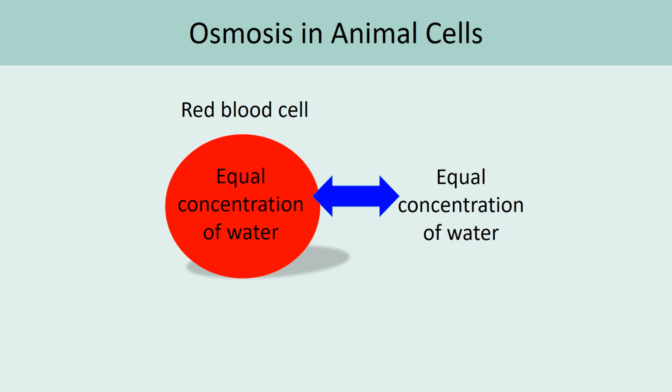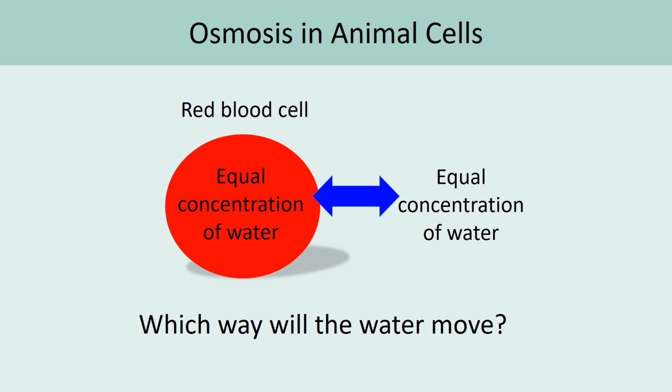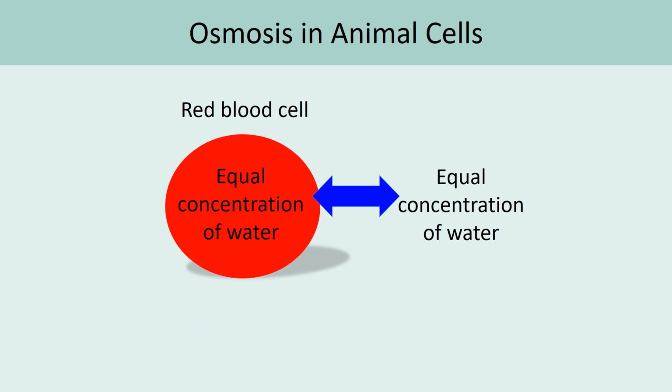Okay, next one. So in this example, we have got an equal concentration of water. So this is isotonic. The concentration of the solution is the same as that inside the cell. So which way is the water going to move? Realise that the blue arrow has already given it away. It's going to go in and out an equal amount. That almost rhymed. So there is no net movement. So some is going to move in, some is going to move out, but the overall movement is 0.